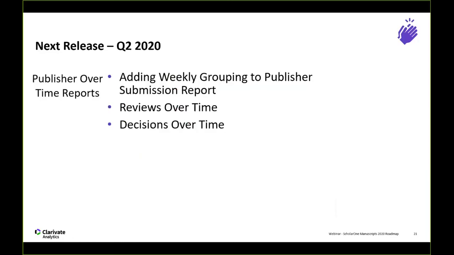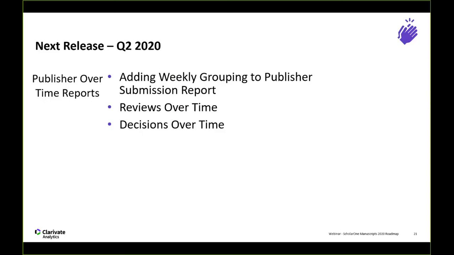We're also adding some publisher over time reports. We're adding a weekly grouping to the already existing publisher submission report. The submissions over time report exists, and you can check that out right now. I checked, and the weekly grouping actually was released to the system this last week, so you could go ahead and take a look at that.